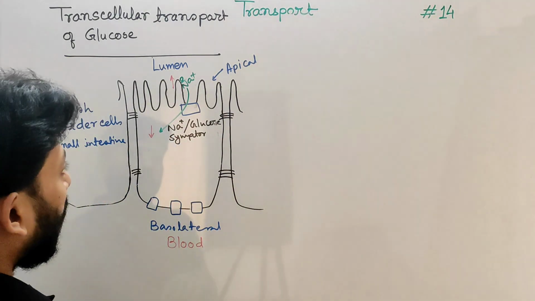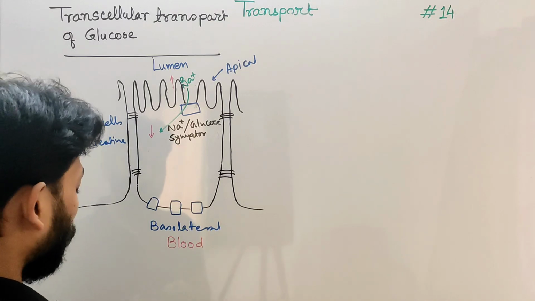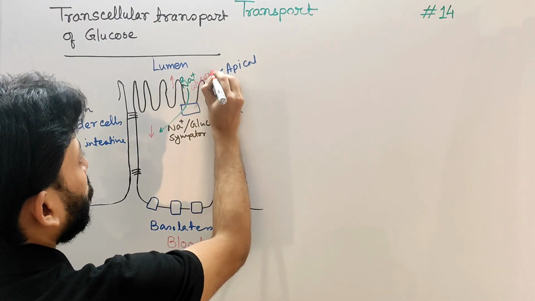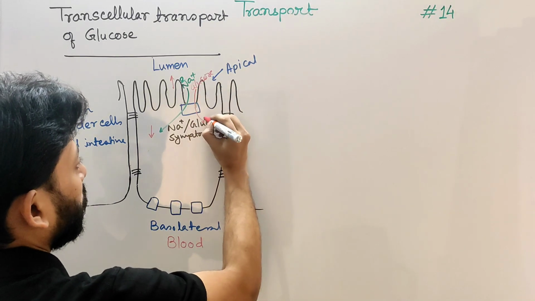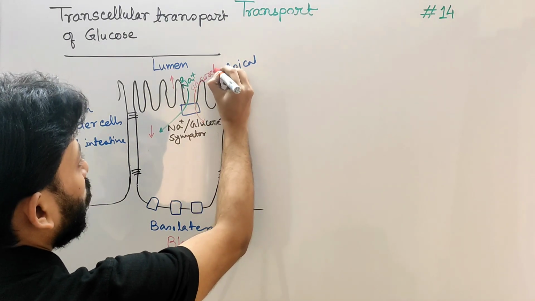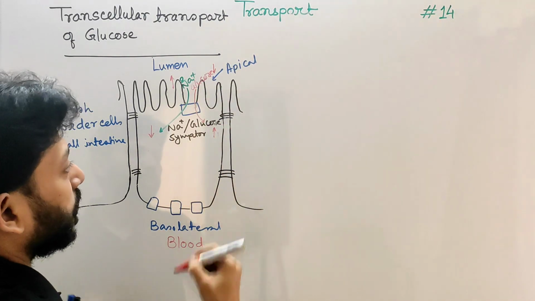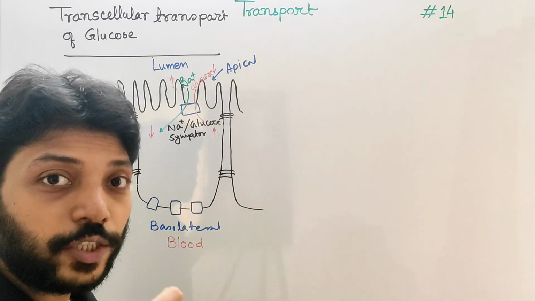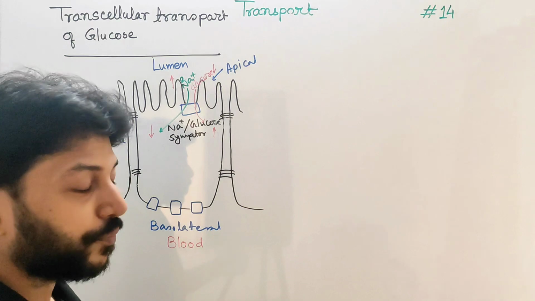Okay. And glucose here actually moves from lower to higher concentration. The outside glucose concentration is low and the inside glucose concentration is high. For these cells, the glucose concentration inside is high.